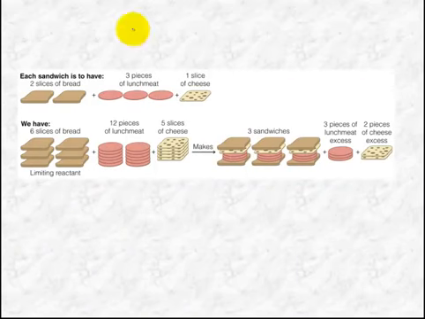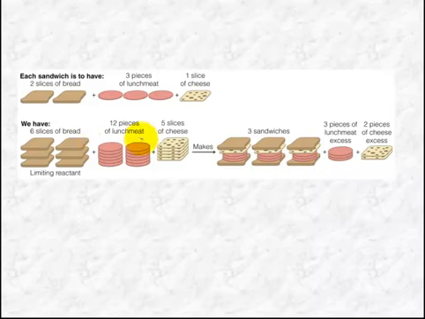Now, there's one in your booklet that I've given you, which is about sandwiches, and it just shows you the same sort of thing. To make 1 sandwich, I need 2 slices of bread, 3 pieces of meat, and 1 slice of cheese.